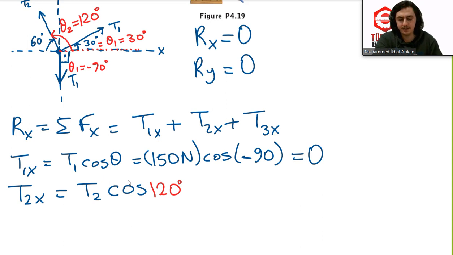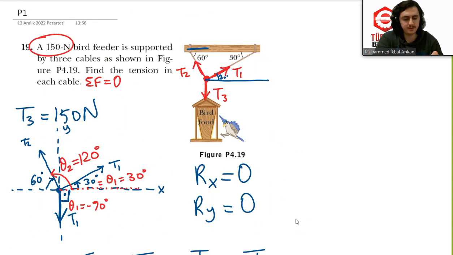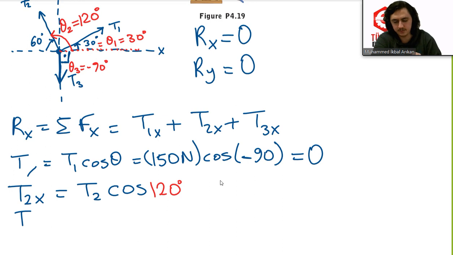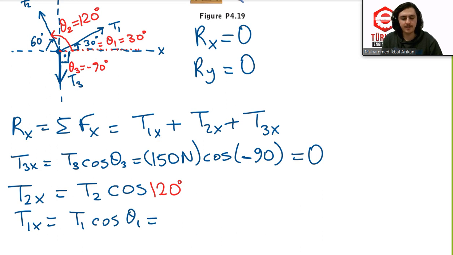And what about T3x? This is T3, and this will be angle 3. This one is T3x, and this one is T3, and this is cosine theta 3. What about T1x? It will be T1 cosine of theta 1, and actually it will be T1 cosine 30.